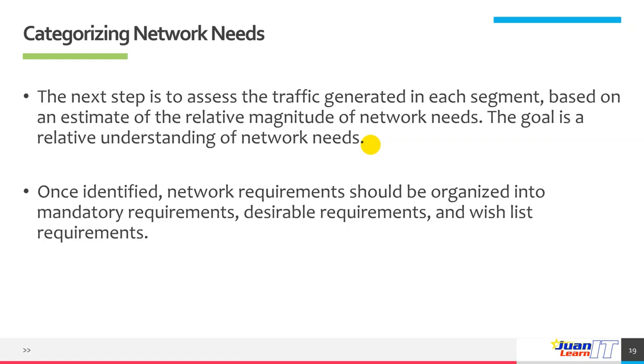Once the network requirements have been identified, they also should be organized into mandatory requirements, desirable requirements, and wish list requirements. This information enables the development of a minimum level of mandatory requirements and a negotiable list of desirable requirements that are dependent on cost and availability. For example, desktop video conferencing may be a wish list item, but it will be omitted if it increases the cost of the network beyond what is desired. So you have some add-ons, and if one will hamper or hinder the design, then we can easily remove it from the list.